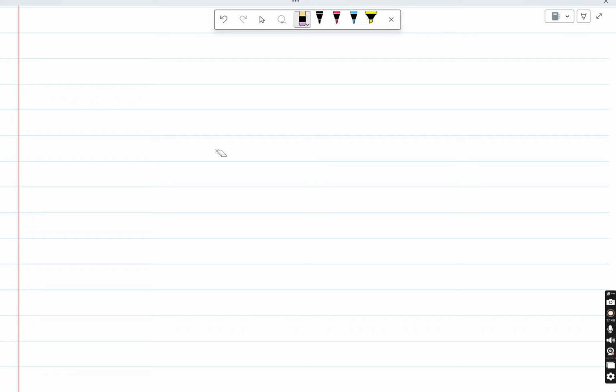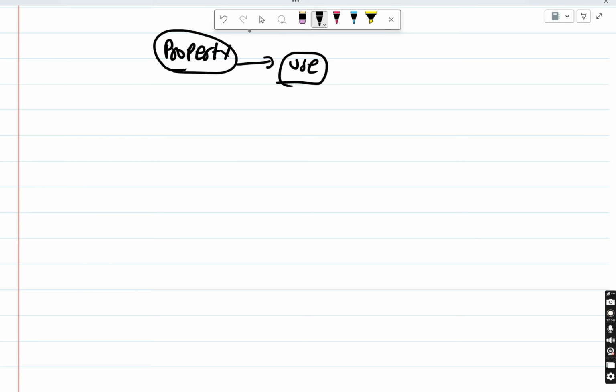Let's discuss one more thing. What if we discuss the property, right? And this property you should use for residential purpose. You can use it for residential purpose or commercial purpose, it doesn't matter.